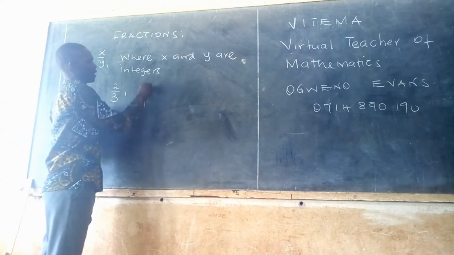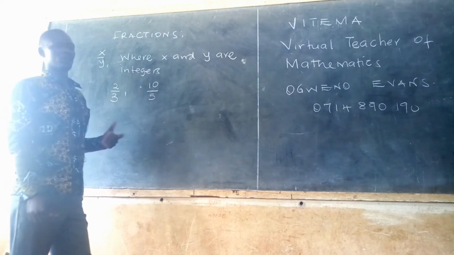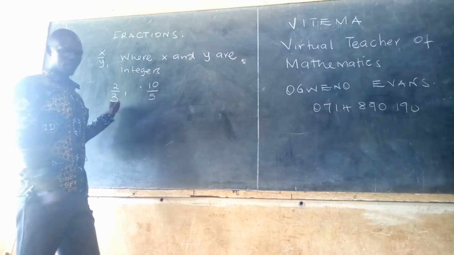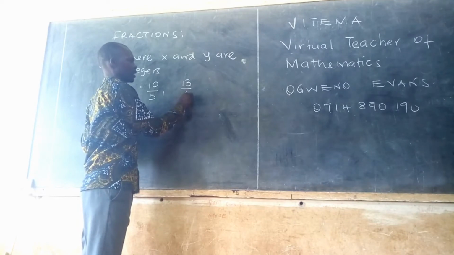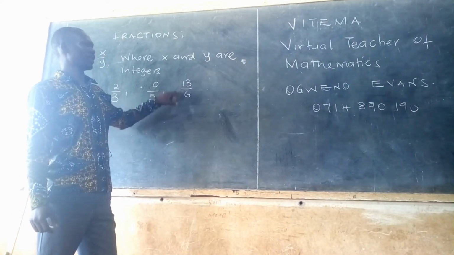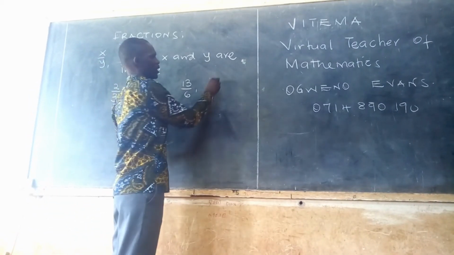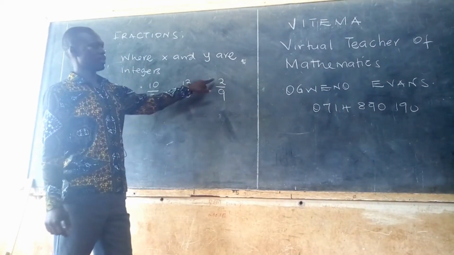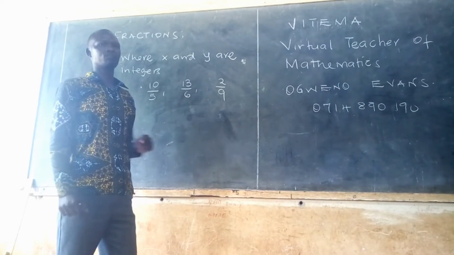You may also have a number like 10 over 5. This may also be a form of a fraction where 10 is the numerator and 5 is the denominator. We can also have 13 over 6, with 13 as the numerator and 6 as the denominator. Finally, suppose I have 2 over 9. Again, 2 is the numerator and 9 is the denominator.